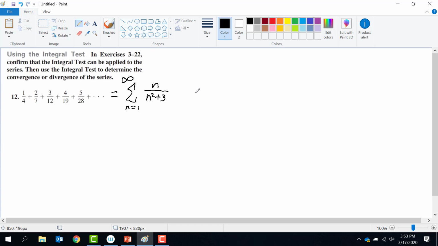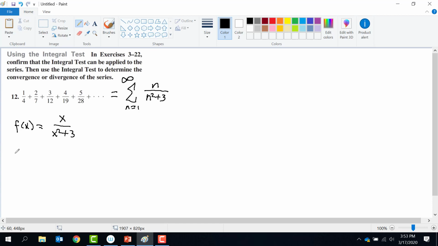So then, again, our corresponding function, f of x, would just be x over x squared plus 3. This is a rational function. Clearly, this is positive because we're only putting in 1, 2, 3. There's no place for a negative to come out of any of this. Clearly, this is continuous because it's a rational function, and the domain is all real numbers because nothing makes the denominator 0. It's just not entirely obvious that this is decreasing.